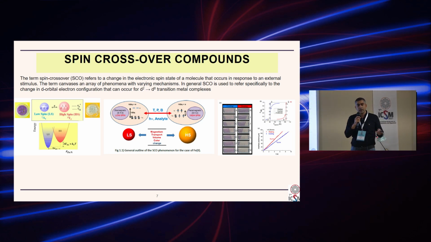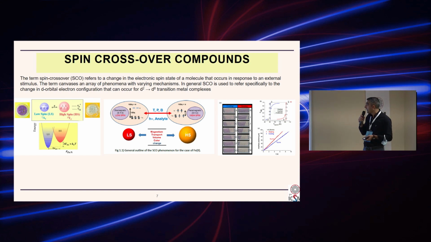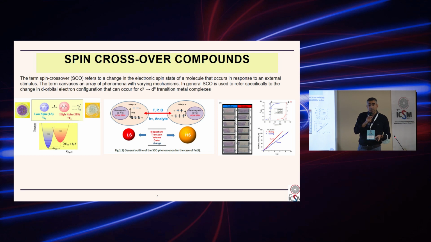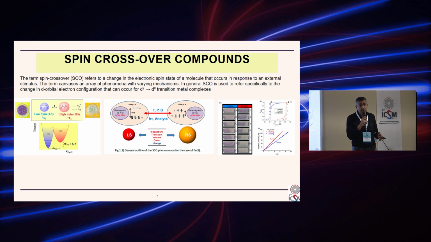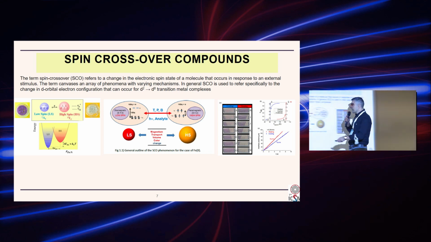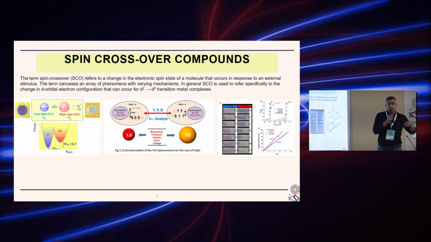Let me briefly tell you about spin crossover compounds. Spin crossover is a change in the electronic spin state of the molecule that can be stimulated by external stimuli. This can be temperature, pressure, magnetic field, and also light. These materials have been known since the 1940s, found by Cambi and his co-workers, and they are worked on mostly by chemists and are very well known. They have a low state and a high state, and you can induce these states by external stimulus.